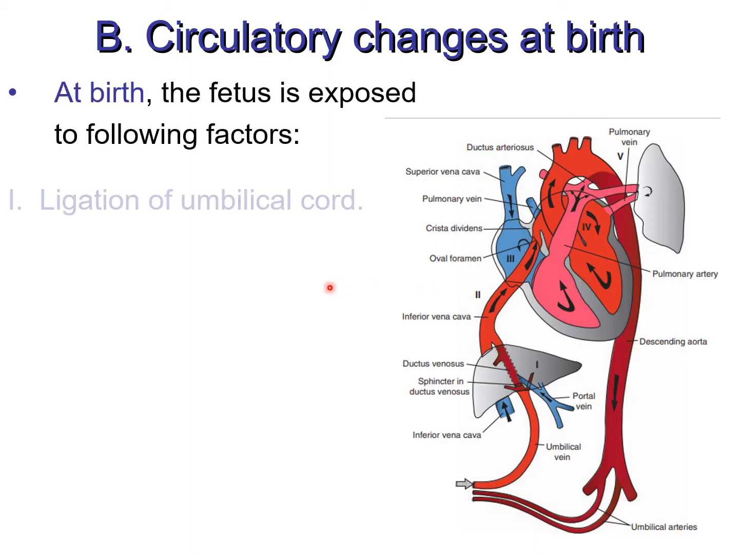So the circulatory changes which take place at birth are because of mainly two factors. Number one is ligation of the umbilical cord. As we ligate the umbilical cord, the fetal circulation stops and the human circulation is developed, or is developing. And exposure to the cold is also an important factor for circulatory changes at birth.